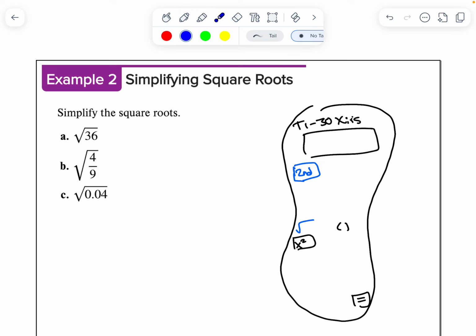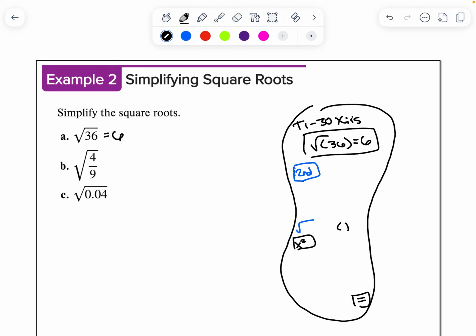So what we're going to type in is second, then hit that x squared button. It'll give you the square root symbol and a parenthesis. You type in 36. You close your parenthesis. That closing parenthesis is right here. You hit equal, and it's going to tell you that the answer is 6.